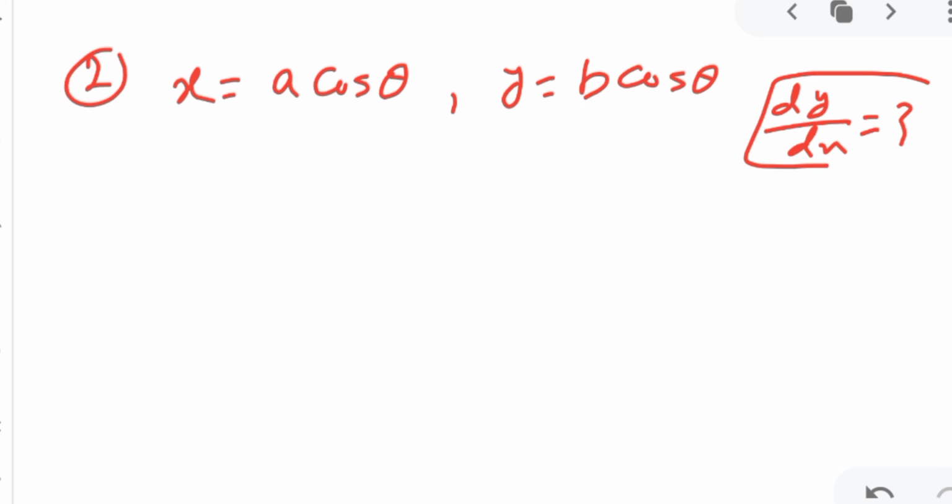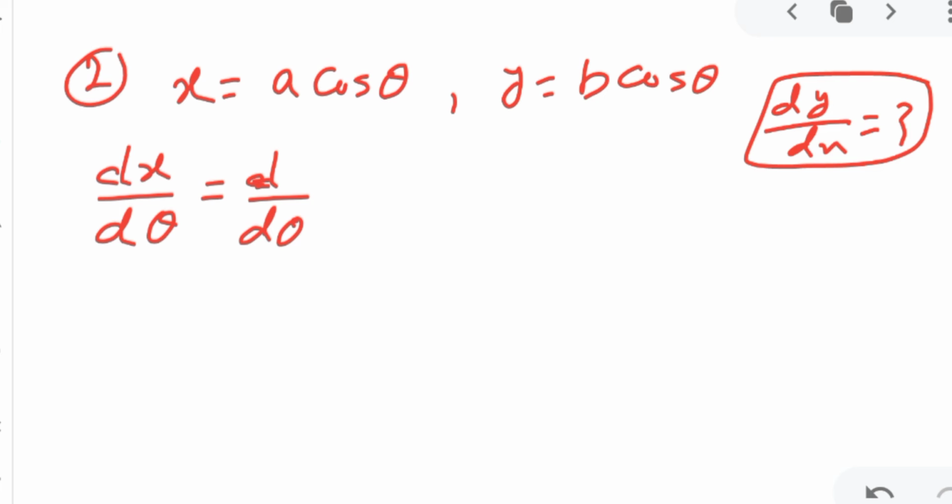The approach will be the same. First I will find dx upon d theta, since x is a function of theta, so I will derive x with respect to theta. So dx upon d theta is d upon d theta of a cos theta. a is constant, so a will come outside, and the derivative of cos theta is nothing but minus sin theta.